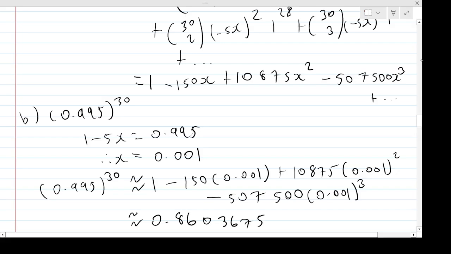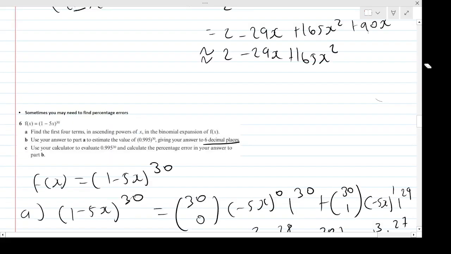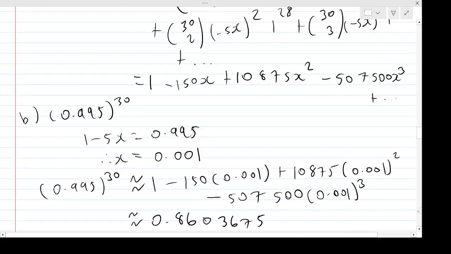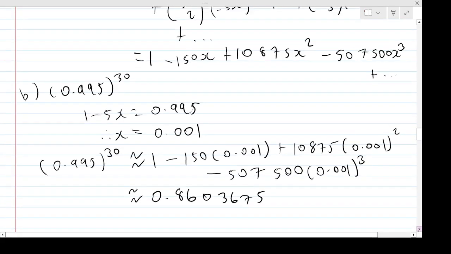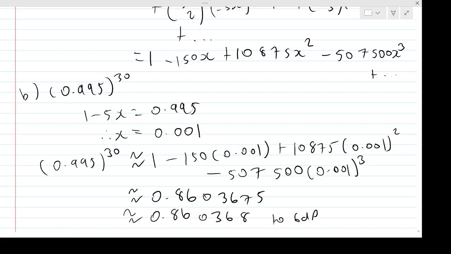0.86036675. It said to give it to 6 decimal places. 1, 2, 3, 4, 5. 1, 2, 3, 4, 5. That's 7 decimal places. So that will then go to 0.860368 to 6 dp, because the 5 at the end here rounds the 7 up.